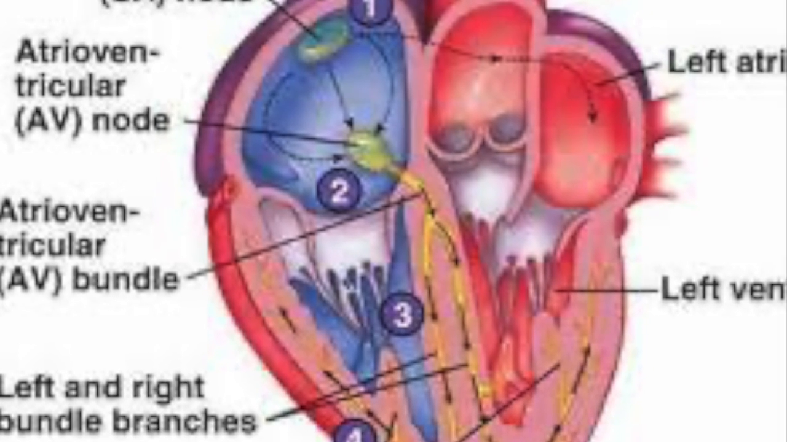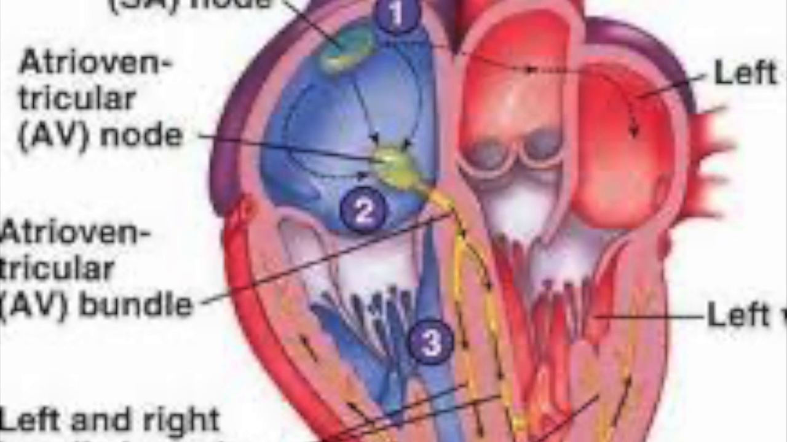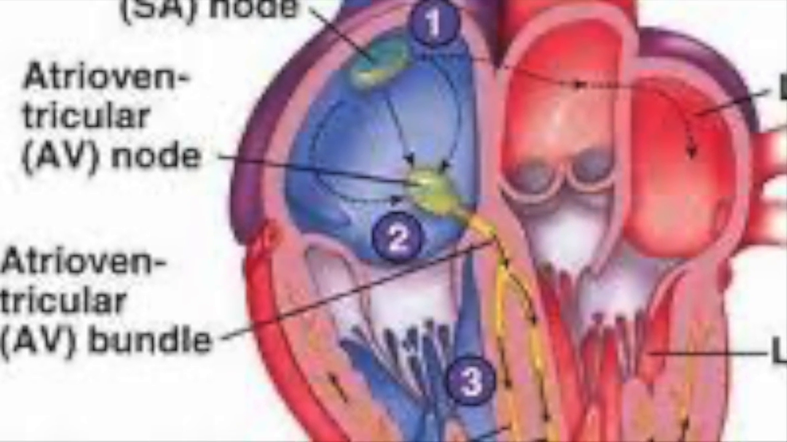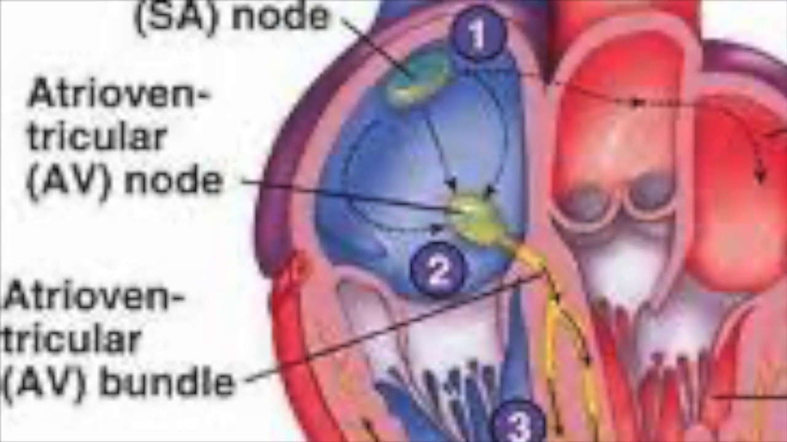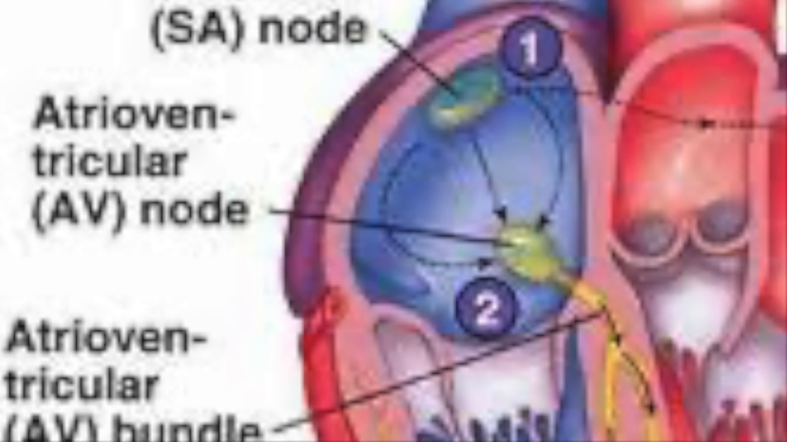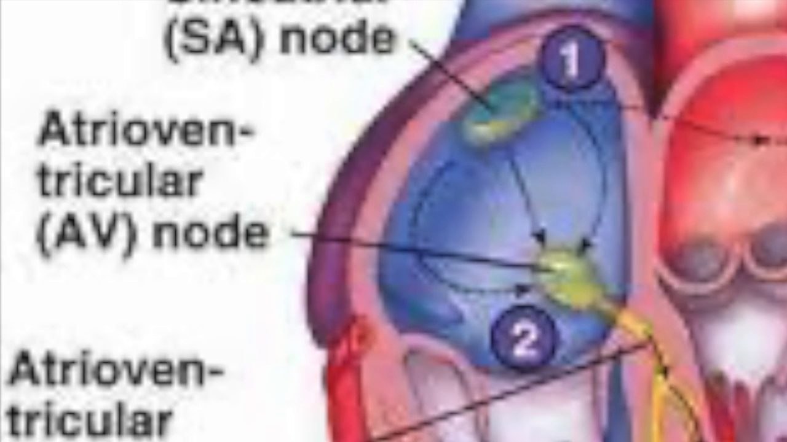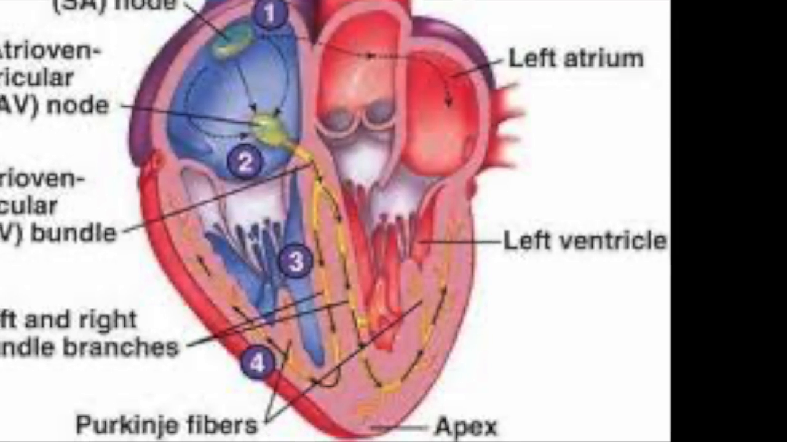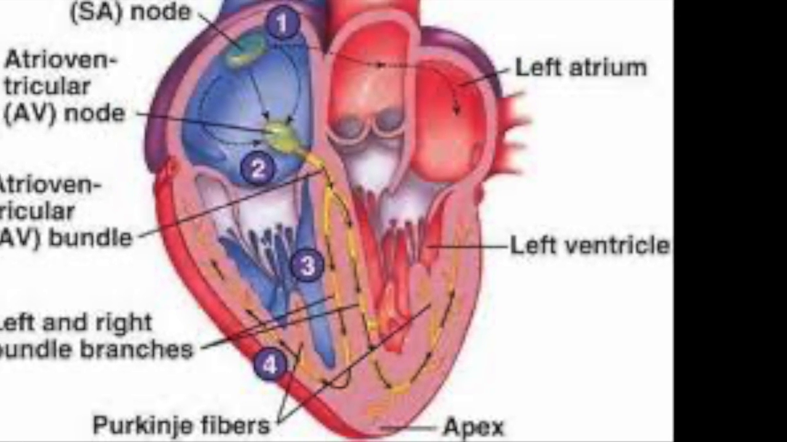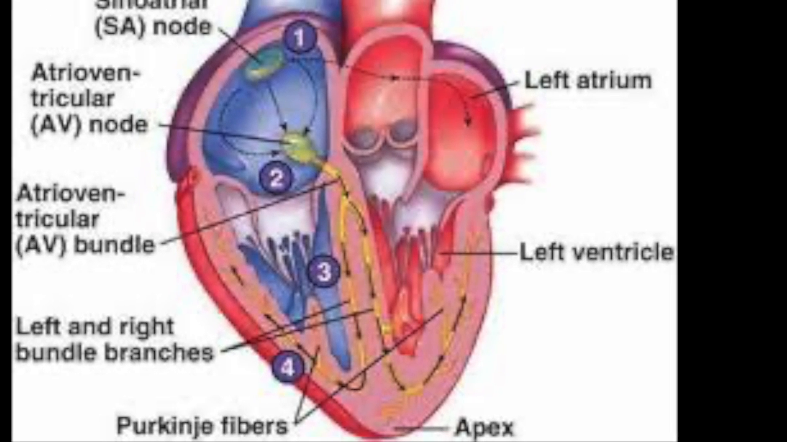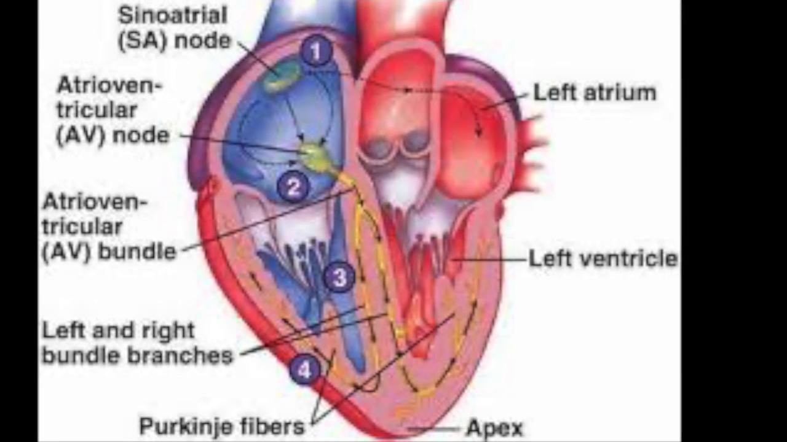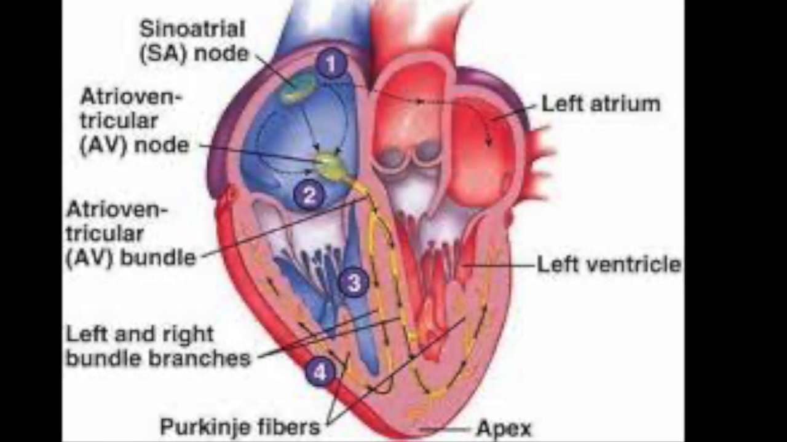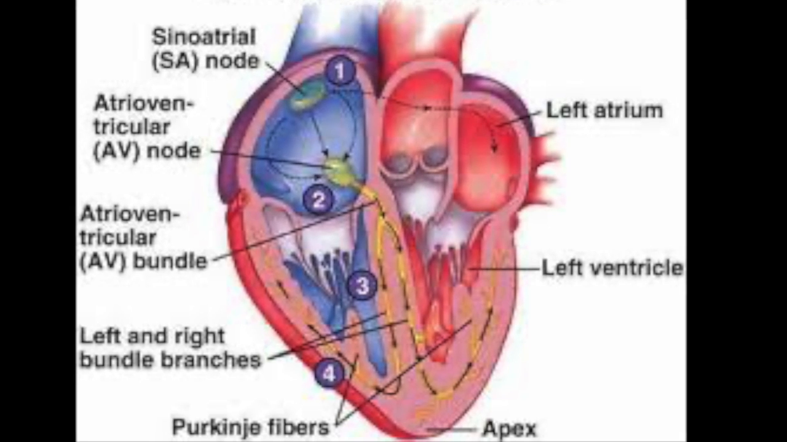Then the atrioventricular node, that is a node that passes on electrical signals from the upper chambers of the heart, the atria, to the lower ones, the ventricles. Lastly, the bundle of His, the left and right branches, and the Purkinje fibers. These act like electrical wiring that communicates the signals around the heart.